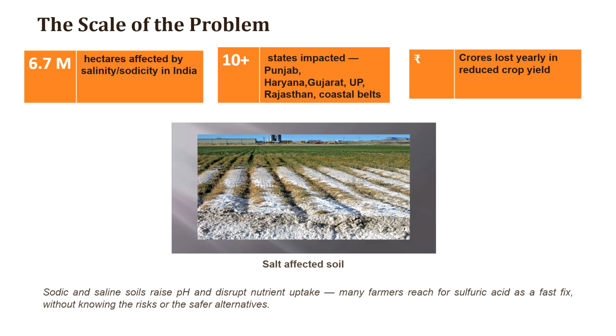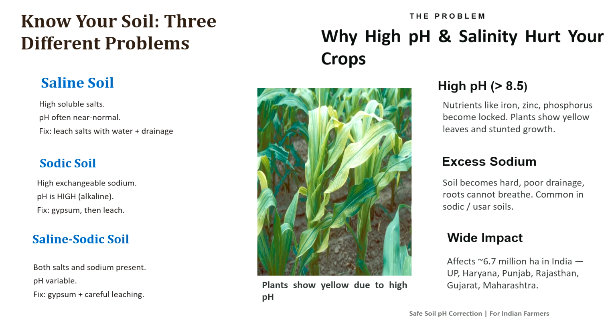Here you can see the figure of the salt affected soils. Sodic and saline soil raise soil pH and disturb nutrient uptake. Many farmers reach for sulfuric acid as a fast fix without knowing the risks or the safer alternatives. Know your soil: three different problems: saline soil, sodic soil, saline-sodic soil.